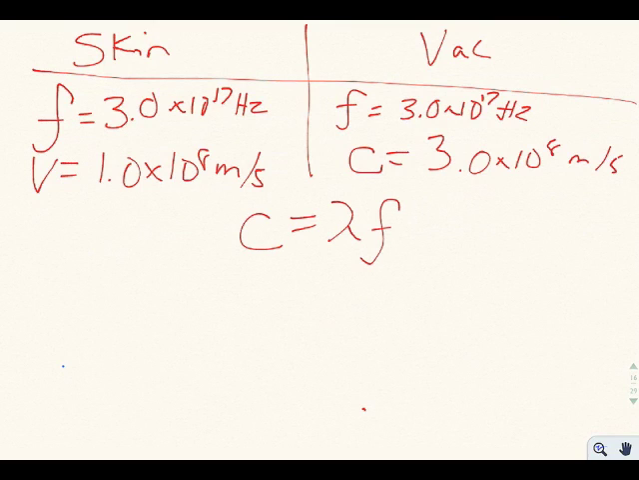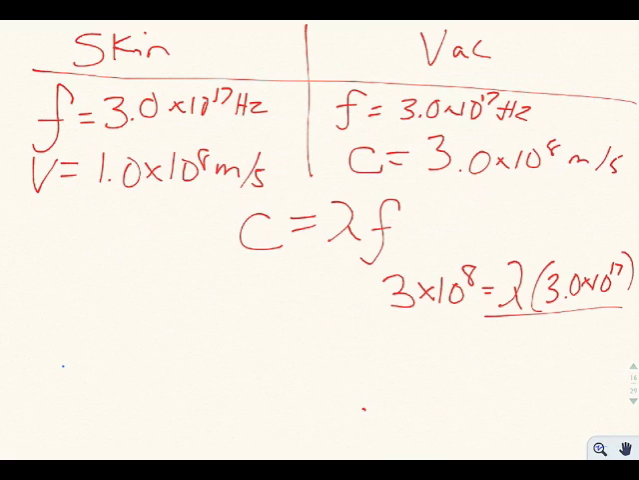I'm going to do it twice, once with the vacuum and then switch colors and do it once with the skin. On this side you'd say 3 times 10 to the 8th equals lambda, which you don't know, times 3 times 10 to the 17th. You divide both sides by 3 times 10 to the 17th, and you would get your answer.